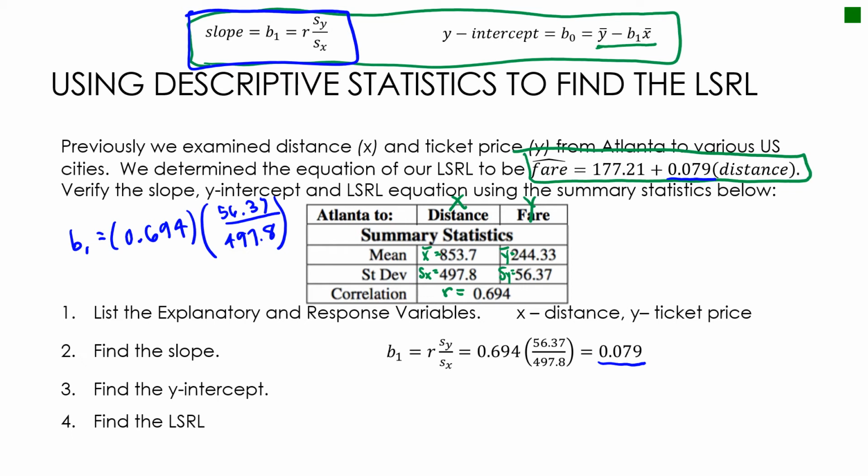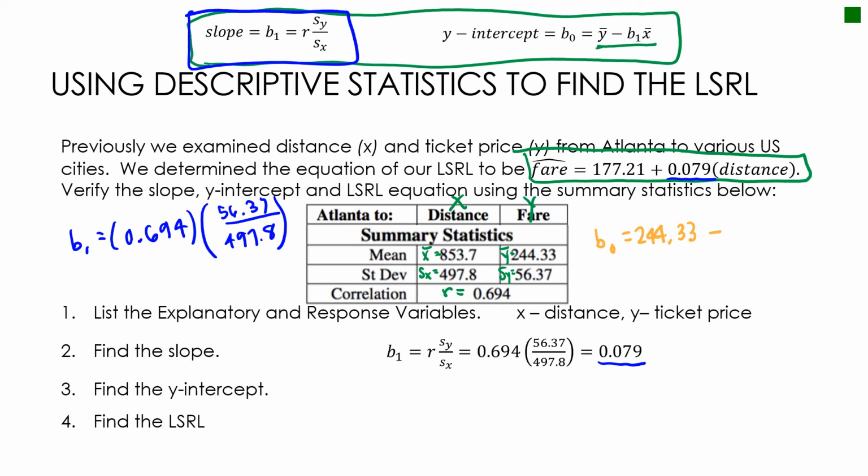Then I would go on to find my y-intercept, and my y-intercept is b sub 0. I would start by taking my y bar, or the mean of my y values, 244.33.